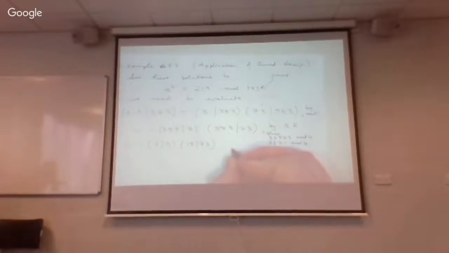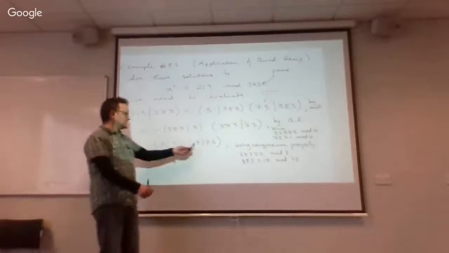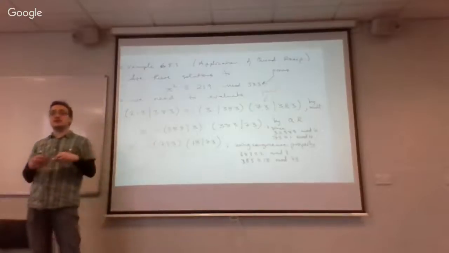So this is using the congruence property. 383 is congruent to 2 modulo 3, and 383 is congruent to 18 modulo 73. Okay, 18 modulo 73, who knows for now, but 2 modulo 3, is 2 a quadratic residue modulo 3?